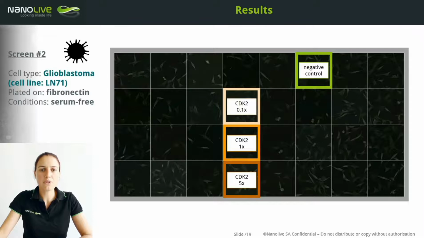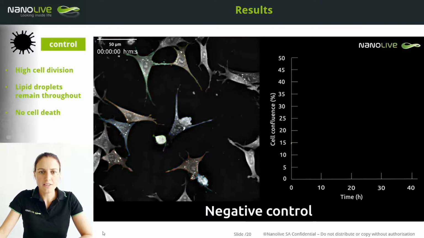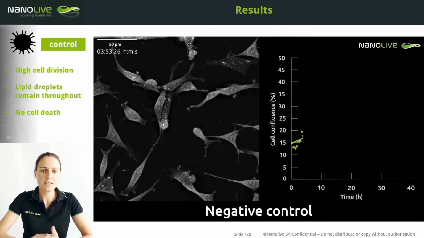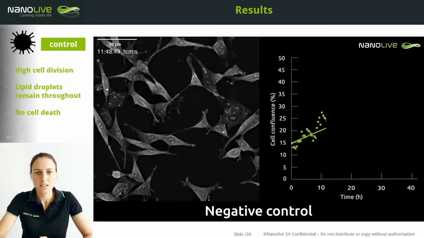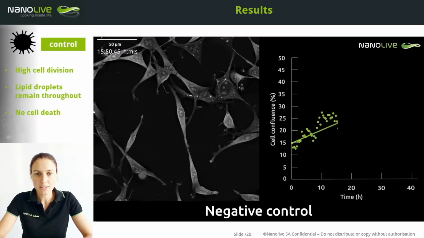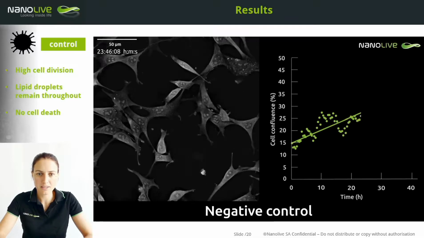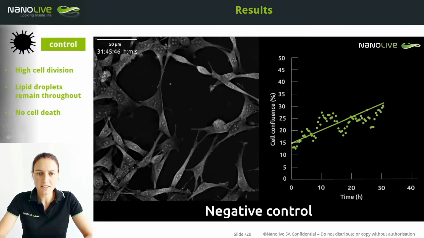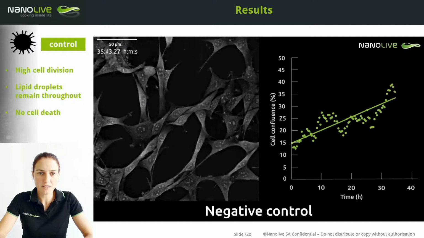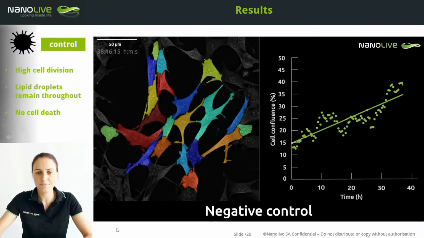As before, we'll begin by showing the negative control. So if I start to play this video, the first thing you might be able to notice is that the cells are more motile than the pre-adipocyte cells in the negative control. They divide a lot more frequently. The cell population more than doubles throughout the experiment. And the last thing to notice that differs from the pre-adipocyte negative control is that lipid droplets were still present throughout the experiment. And we see no cell death even towards the end of the experiment.